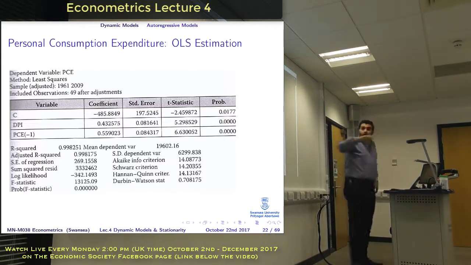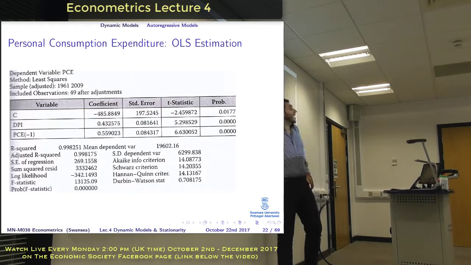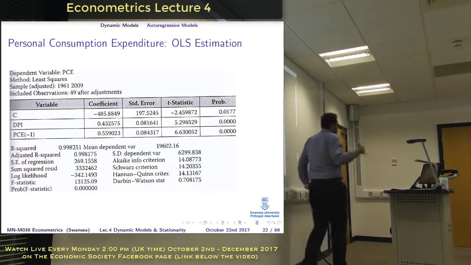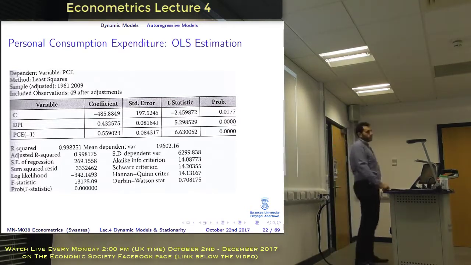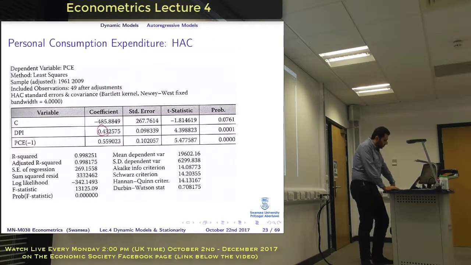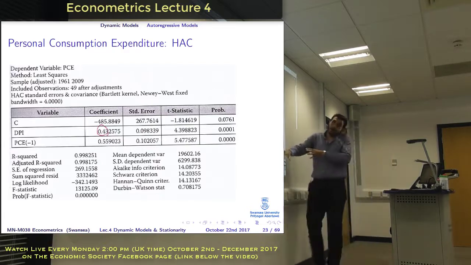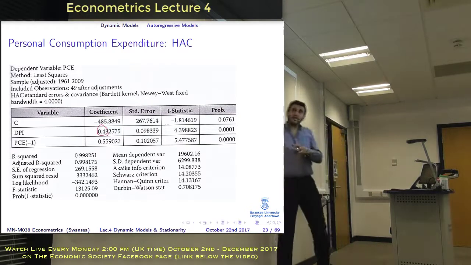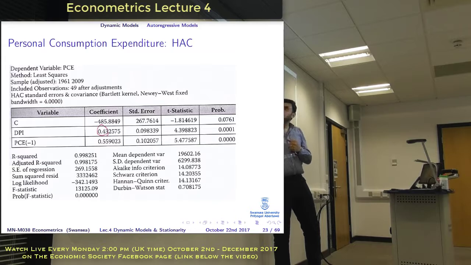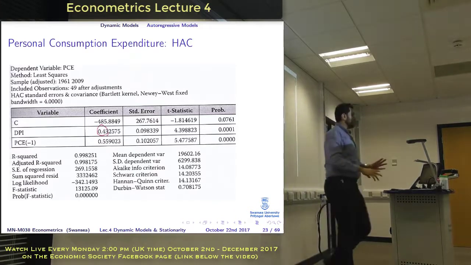So again, we know there are serious problems with this, and the main problem here comes from the fact that we have a stochastic term on the right-hand side among the regressors. Okay, how would we deal with that? We want to think of this as the same estimation, but we deal with the problem of autocorrelation using the heteroscedasticity and autocorrelation consistent standard errors, and this is very straightforward using EViews. So this is not a problem.